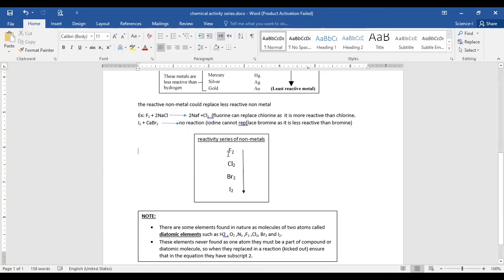So we find that fluorine is more reactive than chlorine, chlorine more reactive than bromine, and so on. All these non-metals belong to the same column in the periodic table, the same group. Do you remember the periodic table? We said it's divided into groups and periods. We studied it last year. So in the same group of non-metals, the element found at the top is more reactive than the one beneath it.